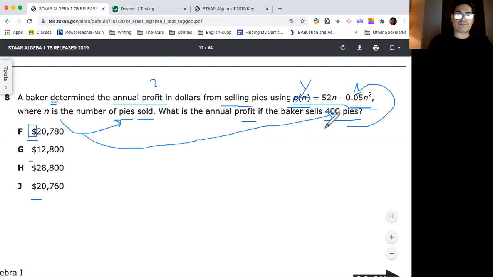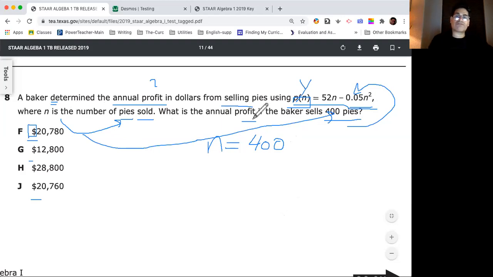400 pies. N is pies sold. Baker sells 400 pies, and baker sells N pies. Baker sells 400 pies. N equals 400. This is where the scratch pad is useful, right? So go ahead and just remember that. And I'm going to make a note of that.